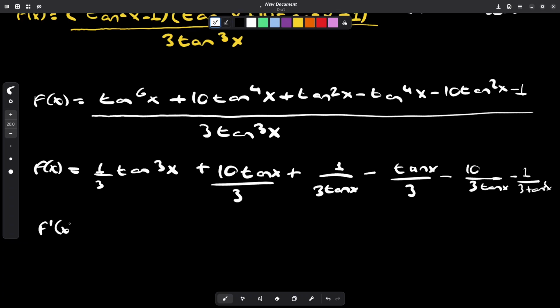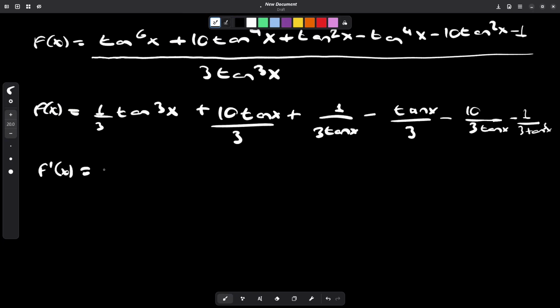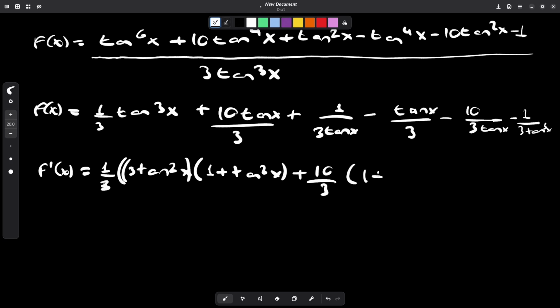I don't know. F derivative x is from here, 1 over 3 times, let's start with the first term, 3 tan squared x multiplied with 1 plus tan squared x, plus tan over 3 multiplied with 1 plus tan squared x. Let's continue from here. Plus 1 over 3 tan x, 1 over 3.